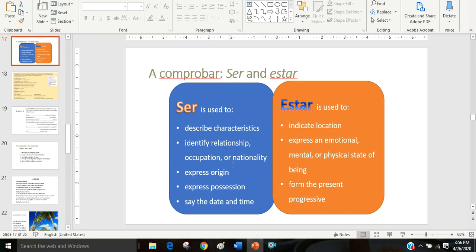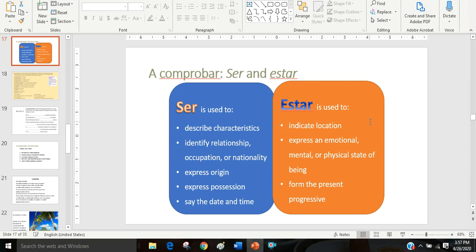Possession, let's say this is Mike's computer. Es la computadora de Mike. Also for date and time. Por ejemplo, hoy es el 26 de abril y ya son las 4 menos 3 de la tarde.